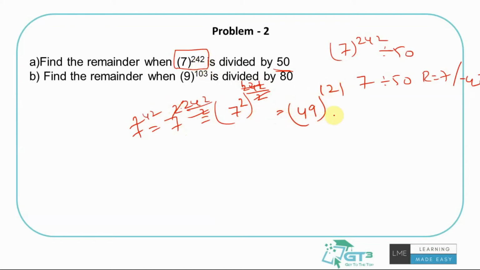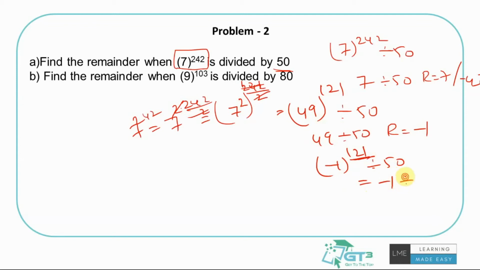Right? So 49 power 121 divided by 50. I know 49 divided by 50, the remainder is minus 1. Now I know this is fundamentally the same as minus 1 power 121 divided by 50. So minus 1, but it's an odd power, so it will end up with minus 1 again. So the remainder can't be minus 1, so I have to just add that 50 minus 1, so that is 49 is the remainder. Right?